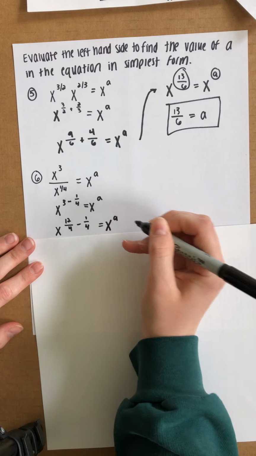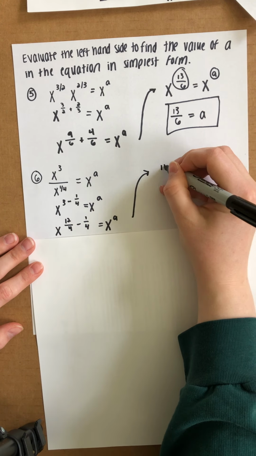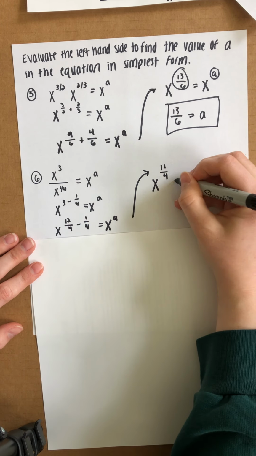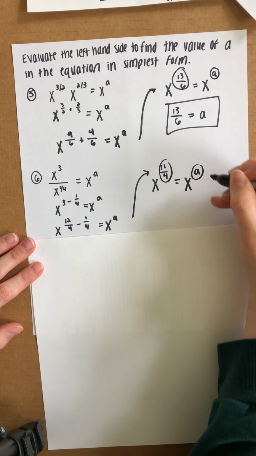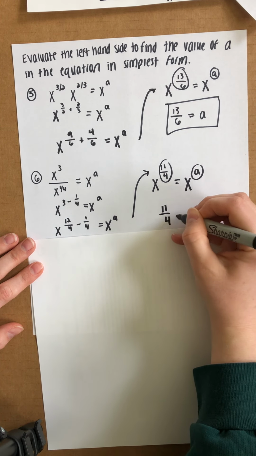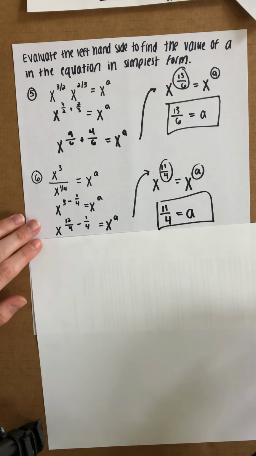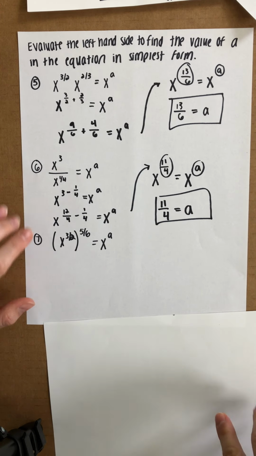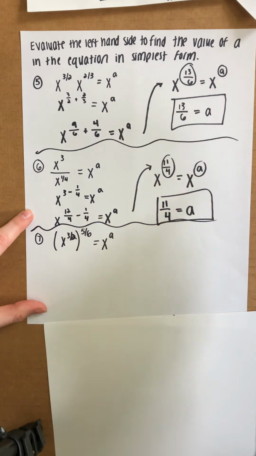equals x to the power of a. So we are going to have 12 minus 1 is 11 over 4 for our exponent. X to the power of 11 over 4 equals x to the power of a. So I'm setting those two equal, so 11 over 4 equals a. And that's my answer.